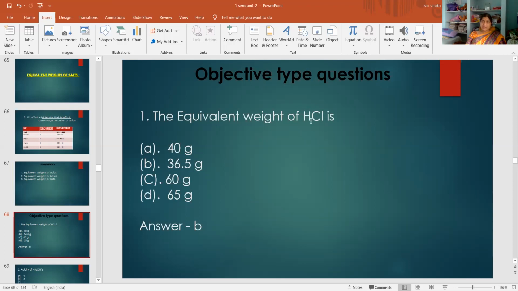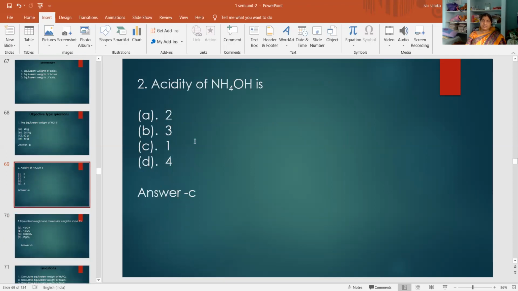First you have to see the molecule, whether it is an acid, base or salt. If H is there, it is an acid; if OH is there, it is a base; if H and OH are not there, it is a salt. Here H is there, so it is an acid, and equivalent weight is molecular weight by basicity. Basicity means how many H plus ions it can replace. Its basicity is 1, so whatever the molecular weight, that will be the equivalent weight. So the HCl molecular weight and equivalent weight is 36.5 grams.